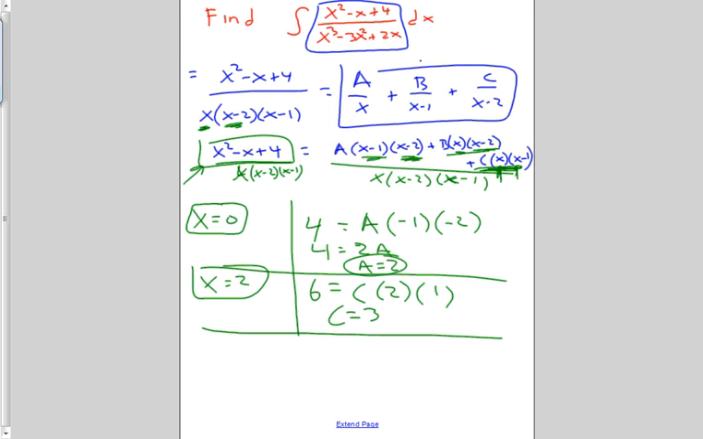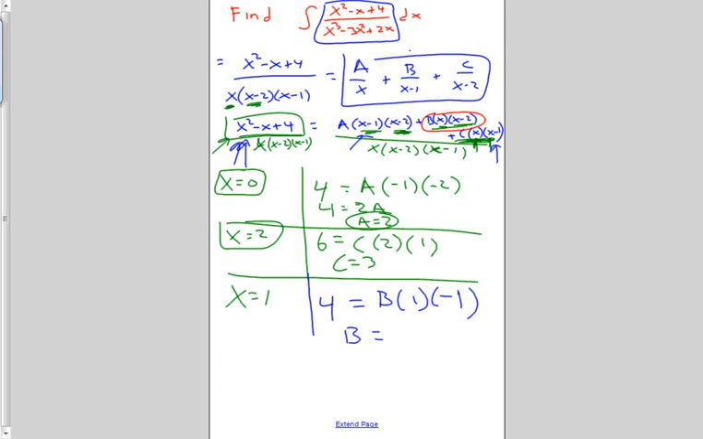And now let's say x equals 1. When x equals 1, we're going to plug 1 into the left side. We're going to get 4. Then we'll plug 1 into the right-hand side. This will be 0. This will be 0. But this won't be 0. So plugging 1 into there, we get B times 1 times negative 1, or B equals negative 4.